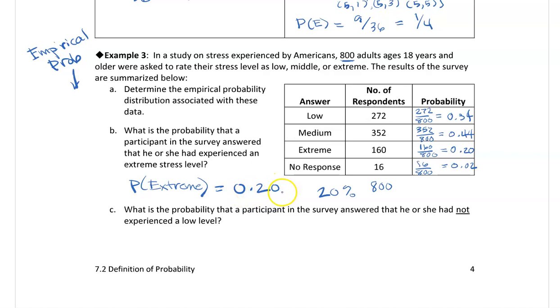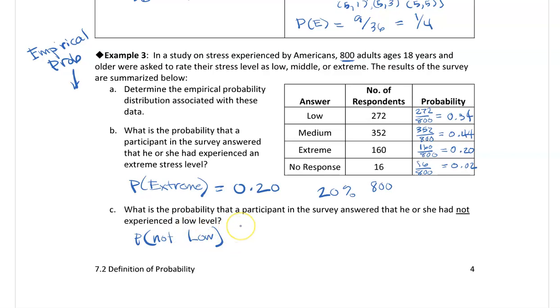Okay? And then our other question is asking what's the probability that the participant in the survey answered that he or she had not experienced a low level. Okay, so basically we're asking for, hang on a minute. I just realized that my answer in my notes is not what the question was asking. So the probability of not low. So basically the complement of low. All right. So not low.